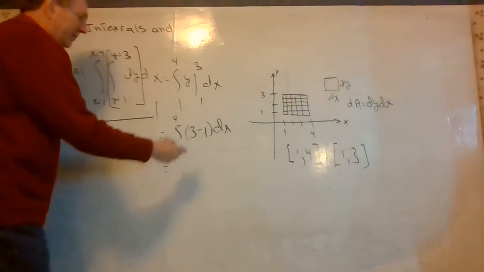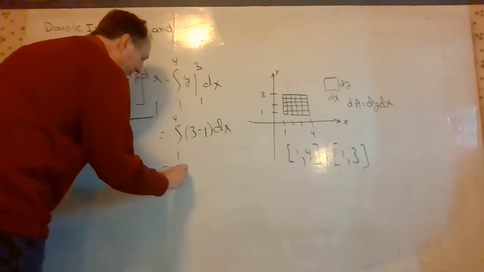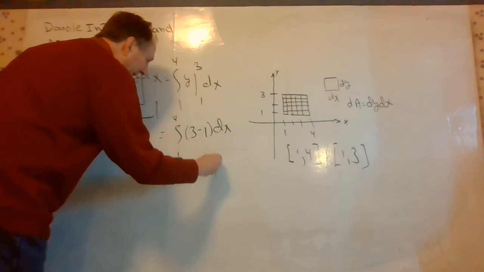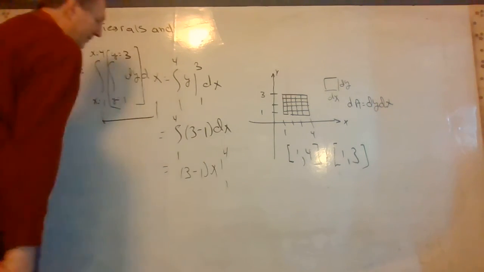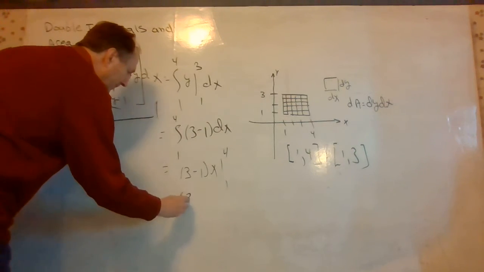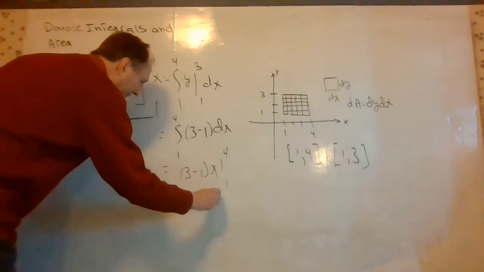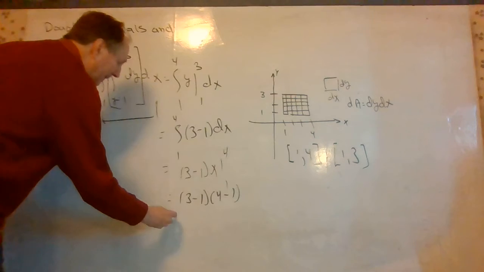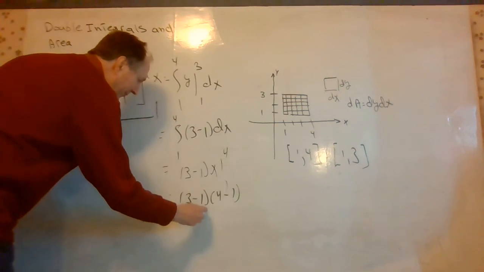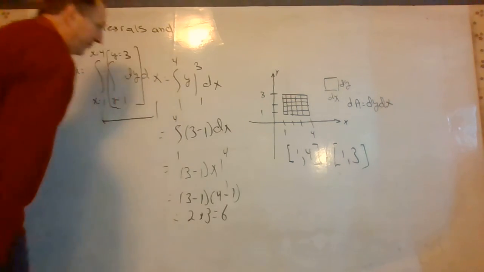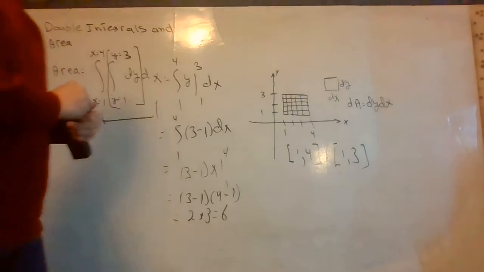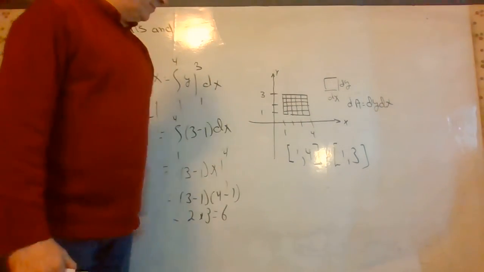And of course, the integral of 3 minus 1 dx, 3 minus 1 x, from 1 to 4, which is 3 minus 1 times 4 minus 1. Guess what? That's 2 times 3, which is 6. And that's the area of this region.